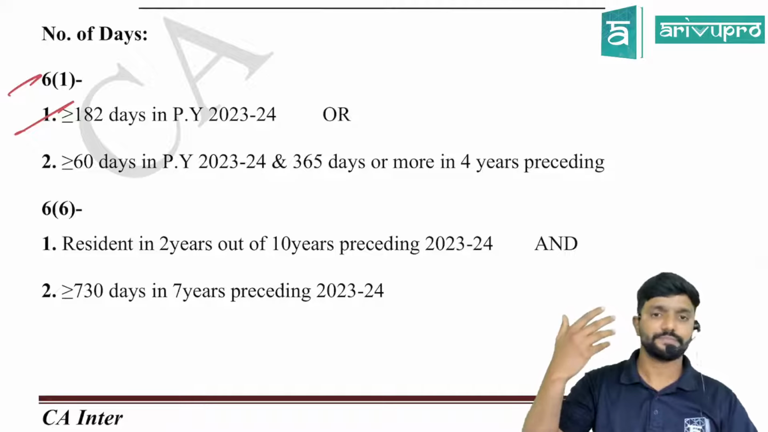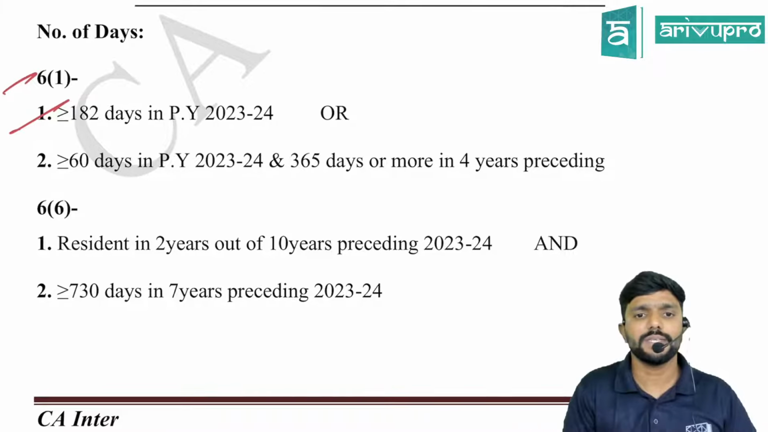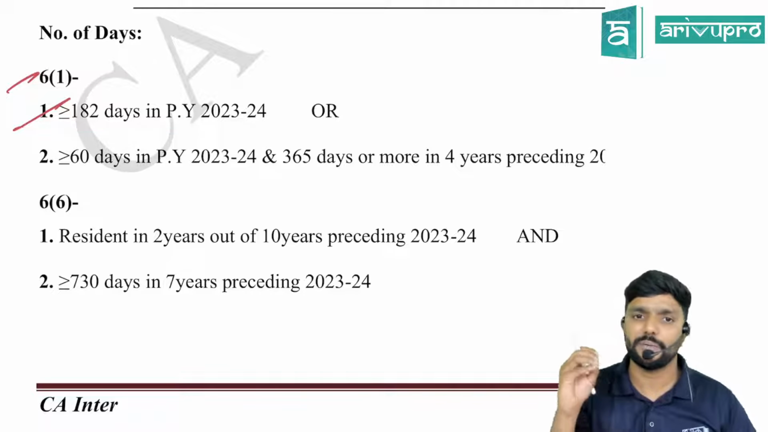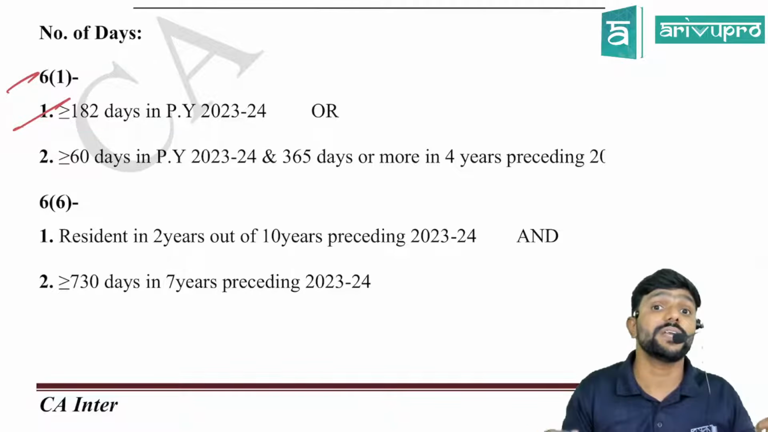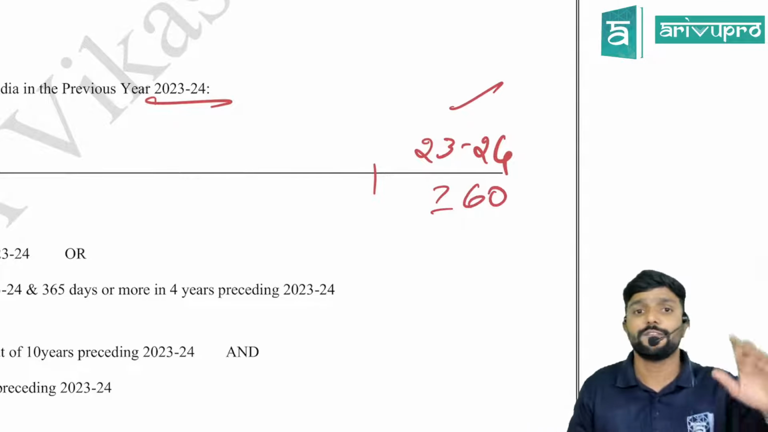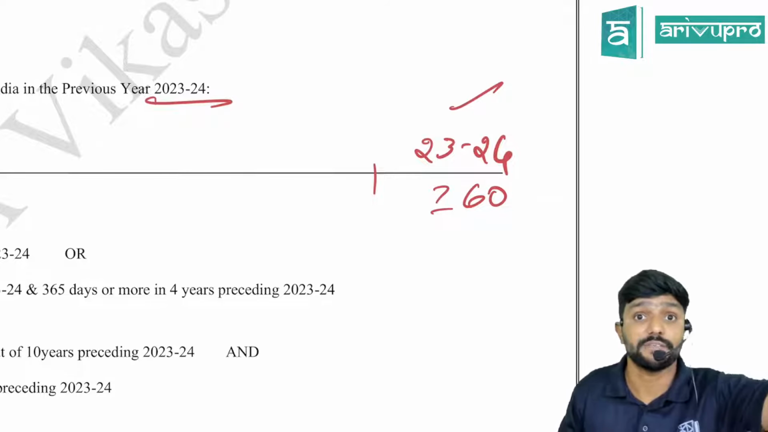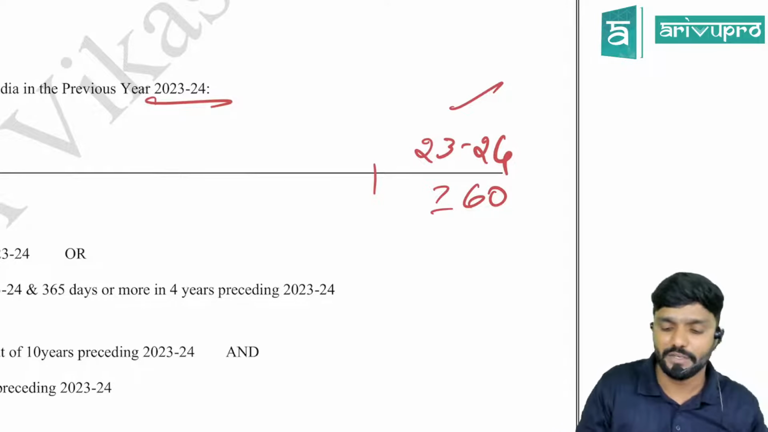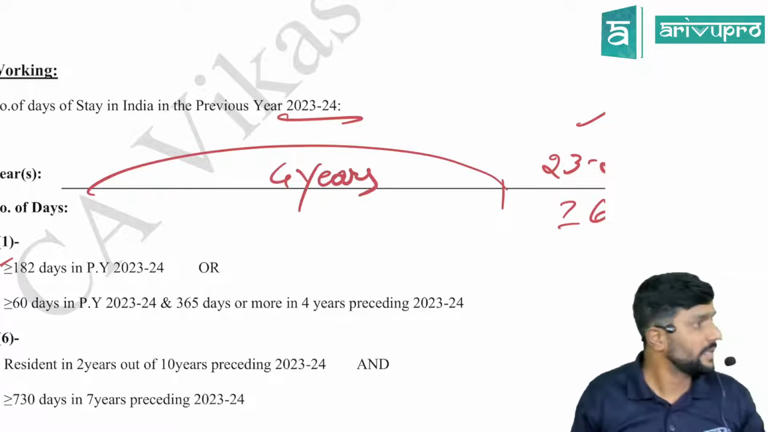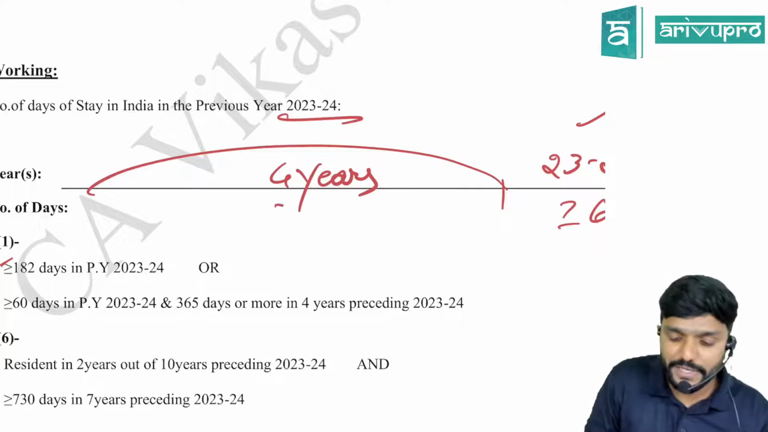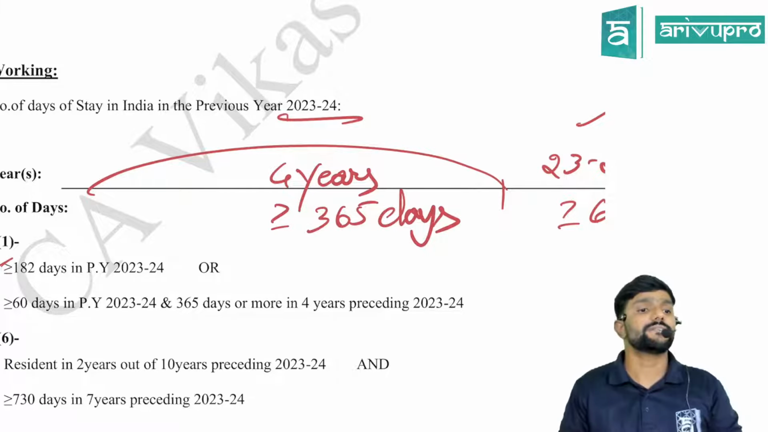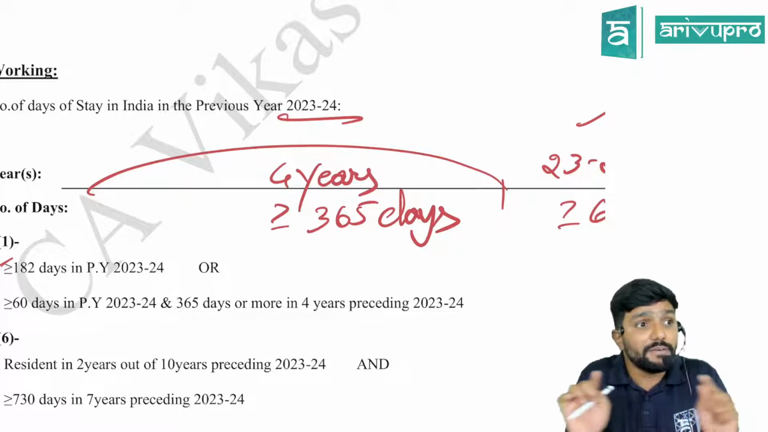Now coming to the second condition, what is it telling? 60 days or more in the previous year, that is 23-24. During this year you should be in India for 60 or more. Fine, sir. And there is one more condition in the second point only. What is it, sir? Last 4 years. Leave 23-24 now. In the last 4 years, they should be in India for at least 365 days. There are two cumulative conditions in the second point.